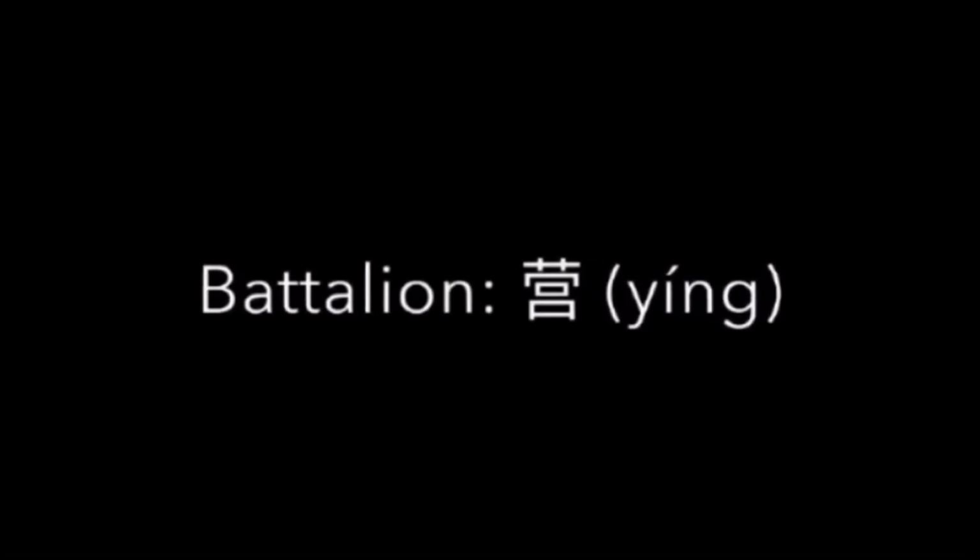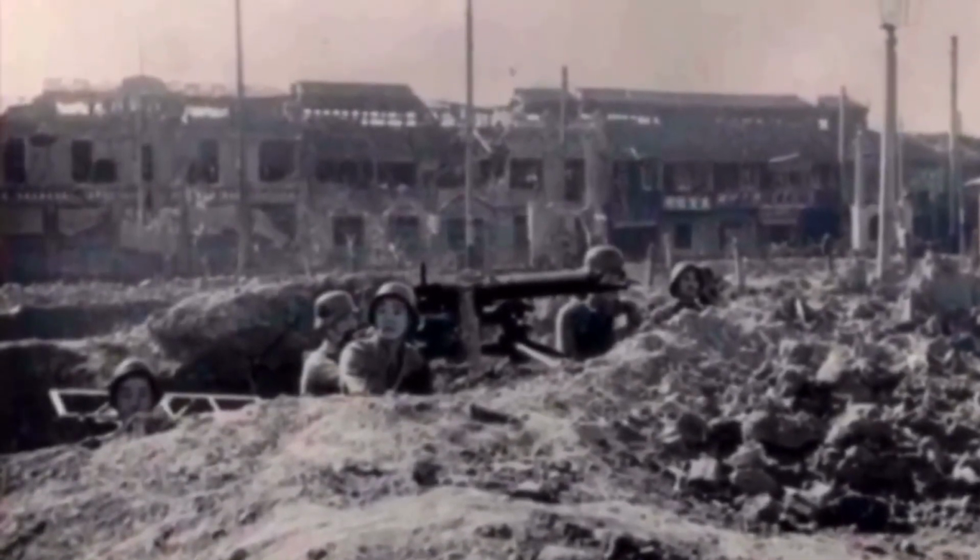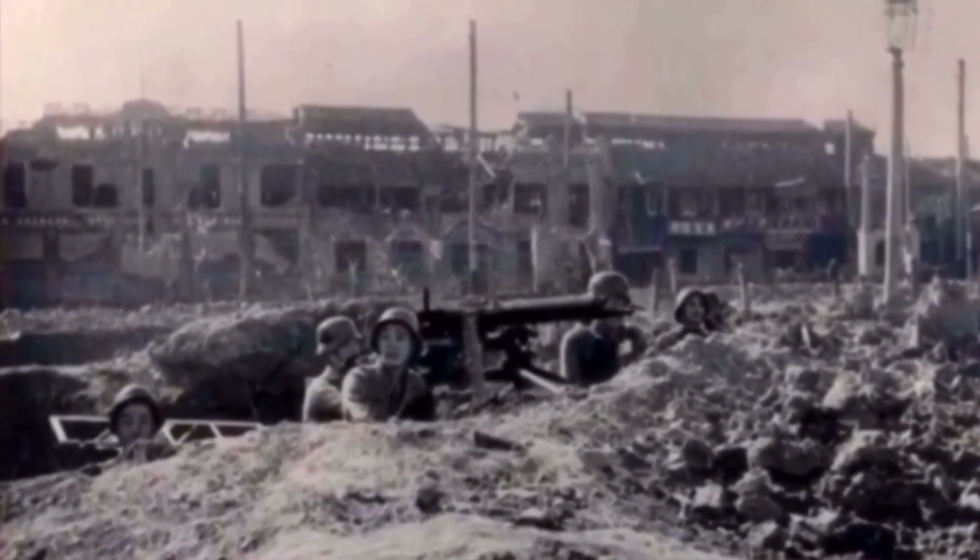3 of these infantry squads formed an infantry platoon, known in Chinese as a pai, and 3 infantry platoons formed an infantry company, known as a lian in Chinese. A battalion, also known as a ying, consisted of 3 infantry companies and 1 machine gun and mortar company. The machine gun and mortar company may also be known as the machine gun company.